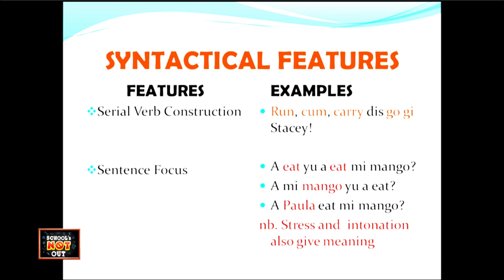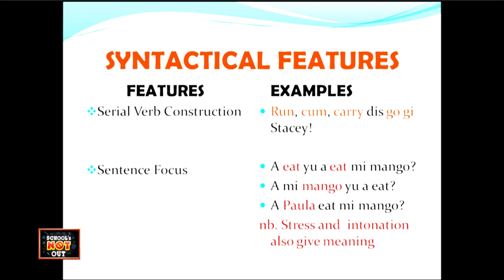Run, come, carry, go, gi. This is a total of 5 verbs, and notice they are in close proximity to each other. And there's a common one that we have as a proverb. Carry go bring come.